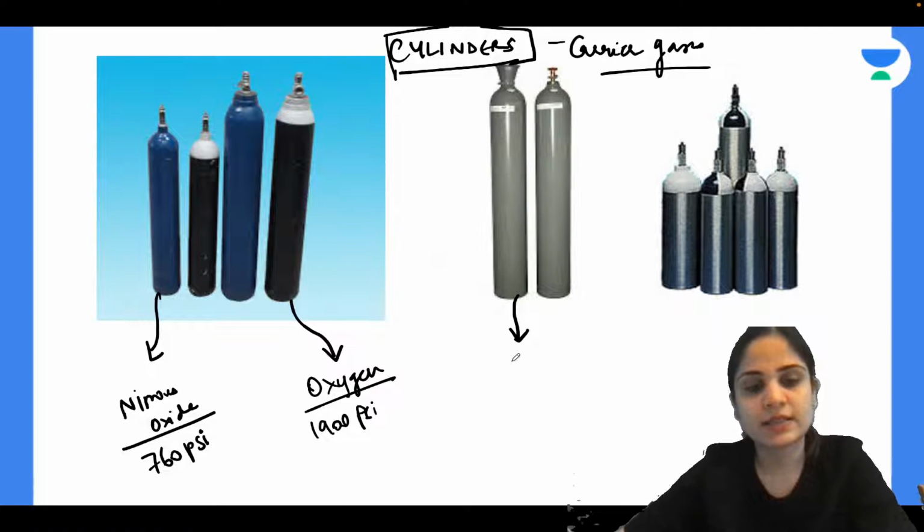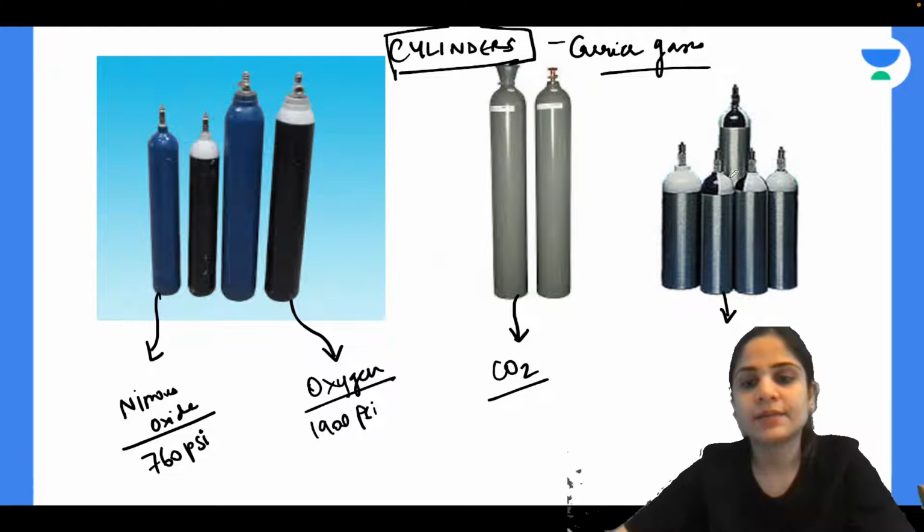Then this grey cylinder is carrying what? Any idea? And this one with alternate black and white stripes is carrying what? Grey cylinder does not have oxygen. Okay, grey cylinder has carbon dioxide in it. And this one, the alternate white and black markings, contains air in it, medical air.